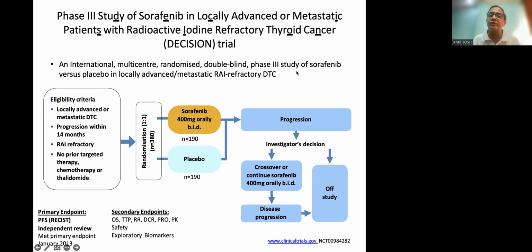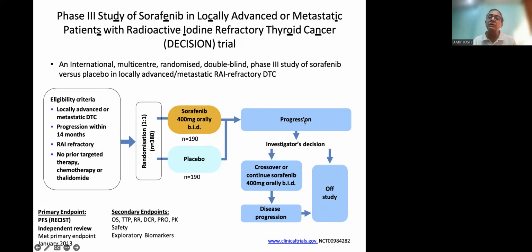So this is a randomized phase 3 study of sorafenib versus placebo. At that point of time, there was no standard of care. The placebo arm was a placebo, and the experimental arm of that study was sorafenib. The question was, in a patient with locally advanced or metastatic differentiated thyroid cancer, radioiodine refractory, with no prior targeted therapy, if we give sorafenib or a placebo, which one is better? Sorafenib was used at 400 mg BD, and the decision to continue this drug was based on radiological findings.